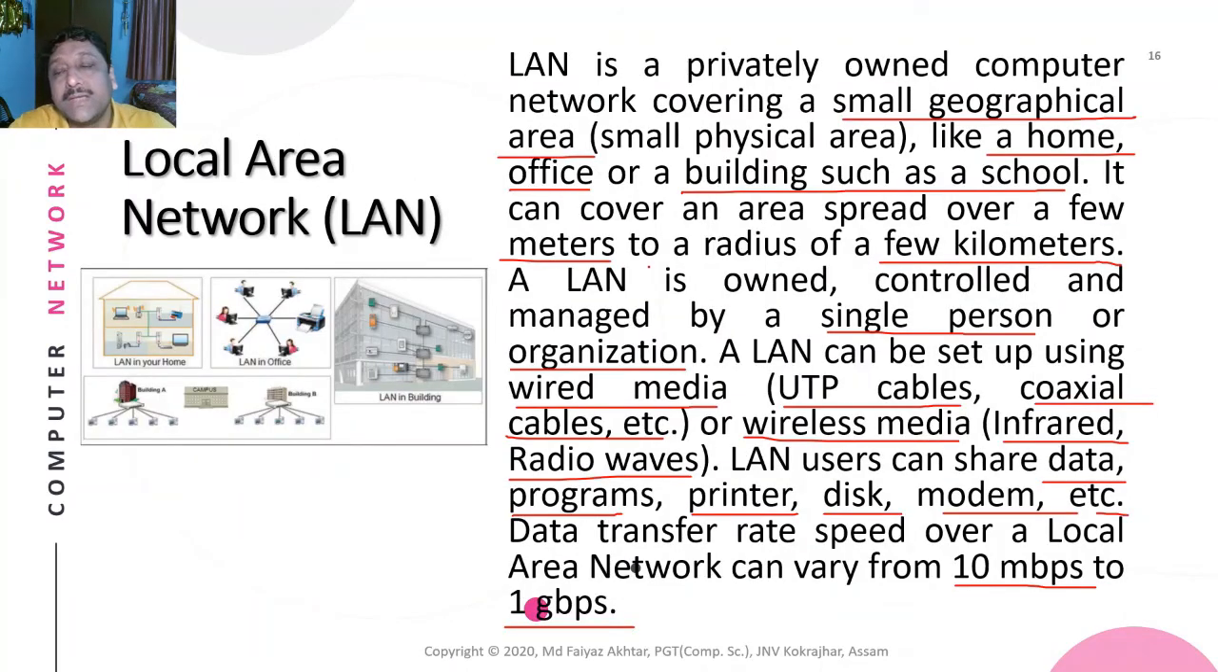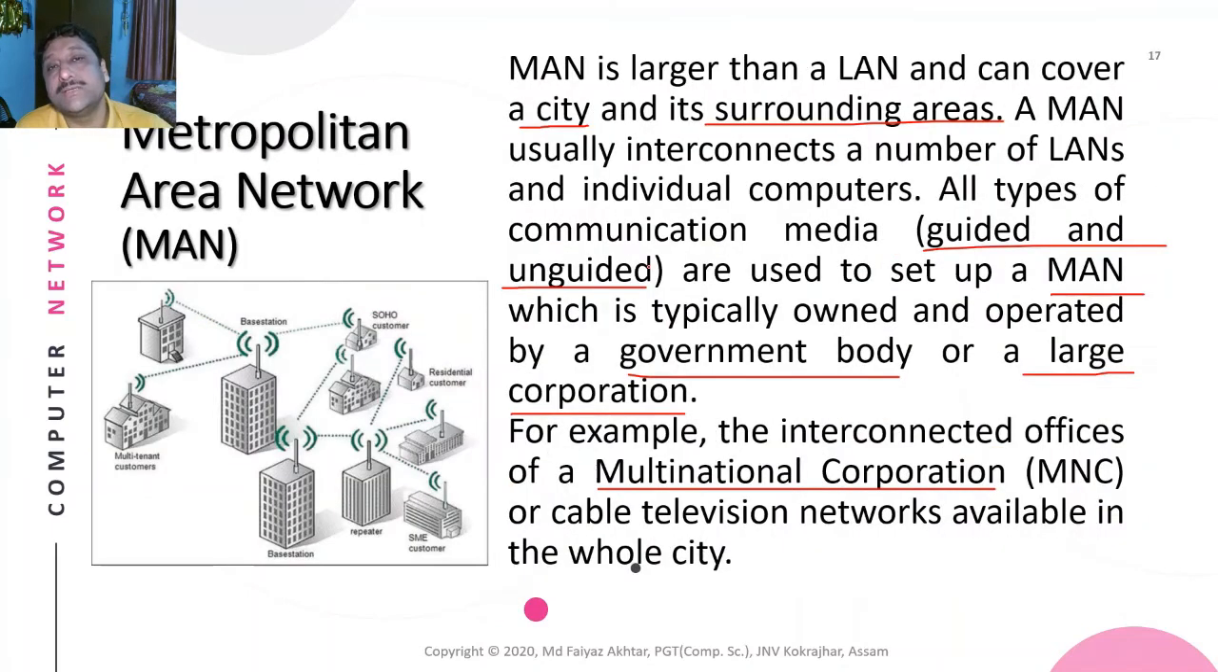Okay, a local area network requires a small geographical area, such as a home, office, or building of a school or a company. It can cover an area spread over a few meters or a few kilometers. A LAN can be set up using wired UTP cables or wireless through Wi-Fi. The purpose of LAN is to share data, programs, printer, disk, modem, etc. And the speed is much higher, from 10 Mbps to 1 Gbps.